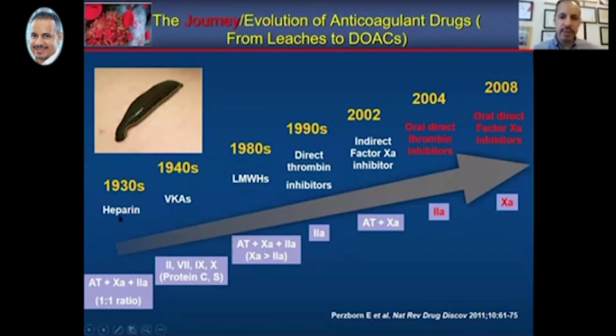So heparin, you have IV heparin, 1930. Then you have low-molecular-weight heparin, about 1980. Then we have, in 2002, the indirect factor 10 inhibitor like fondaparinux. Then we have the direct drugs. So all direct drugs like DOACs, from 2010 until right now. We have the direct 10 inhibitors like apixaban, rivaroxaban, edoxaban, betrixaban. And we have the direct 2 inhibitor like dabigatran.